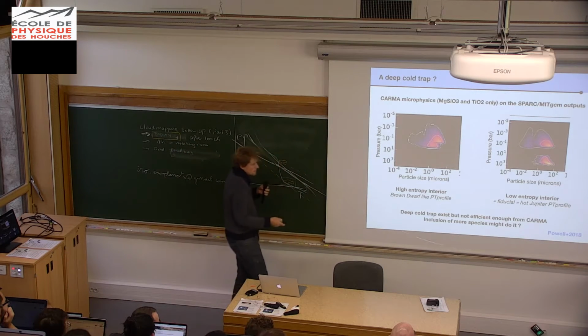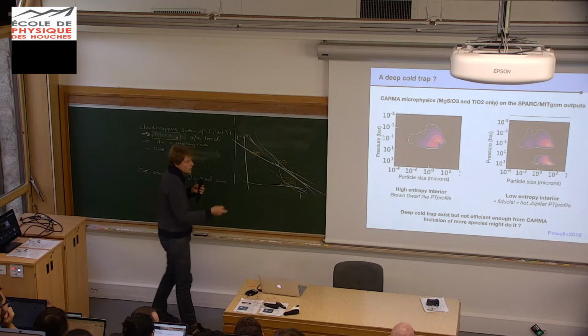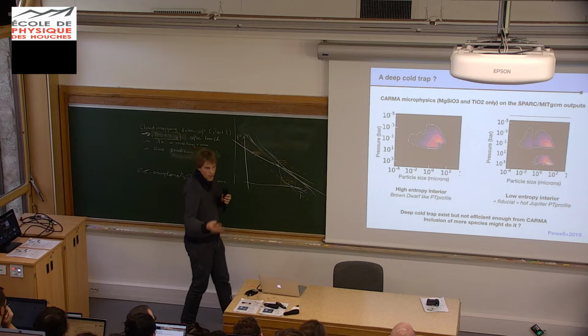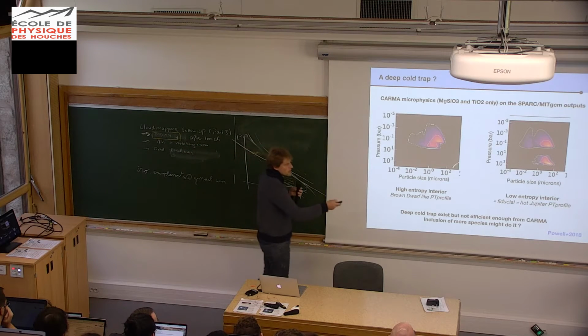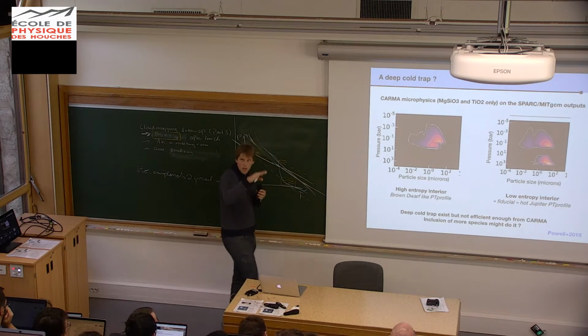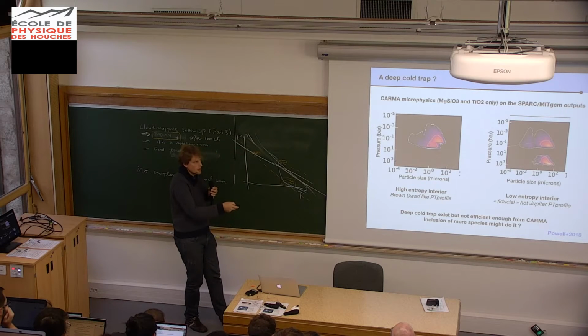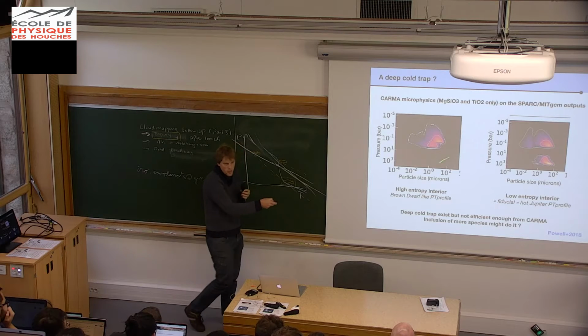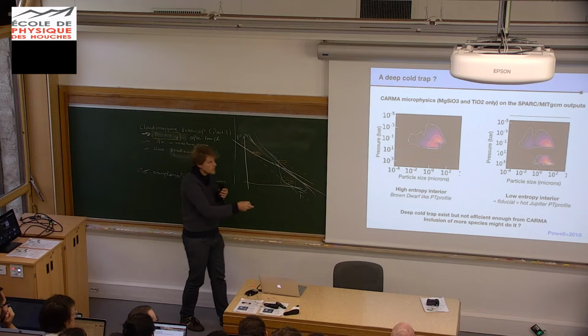So maybe we're just using MgSiO3 and TiO2. If we were to put a whole bunch of stuff like iron or things like this, you would increase a lot the mass of clouds. That would make bigger particles. They would settle more, and the cold trap might be more efficient. Kzz is basically unknown here, so the Kzz approximation matters.